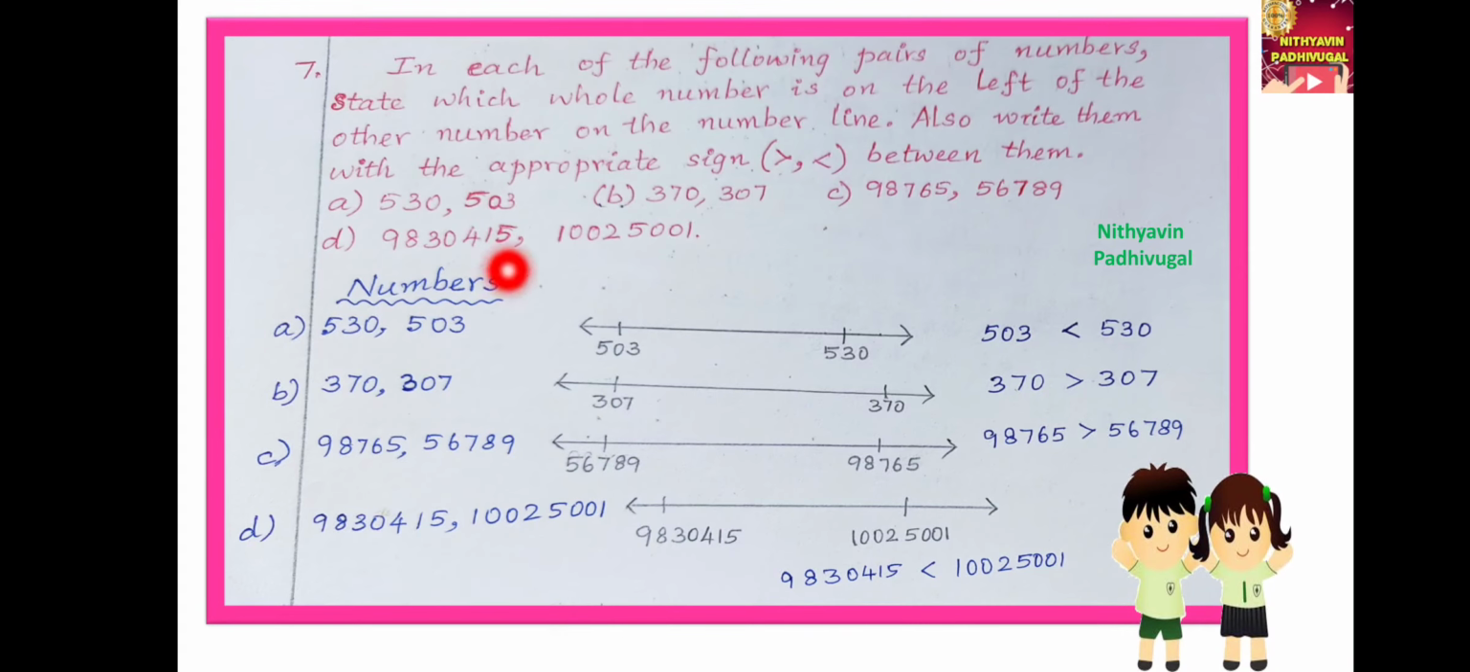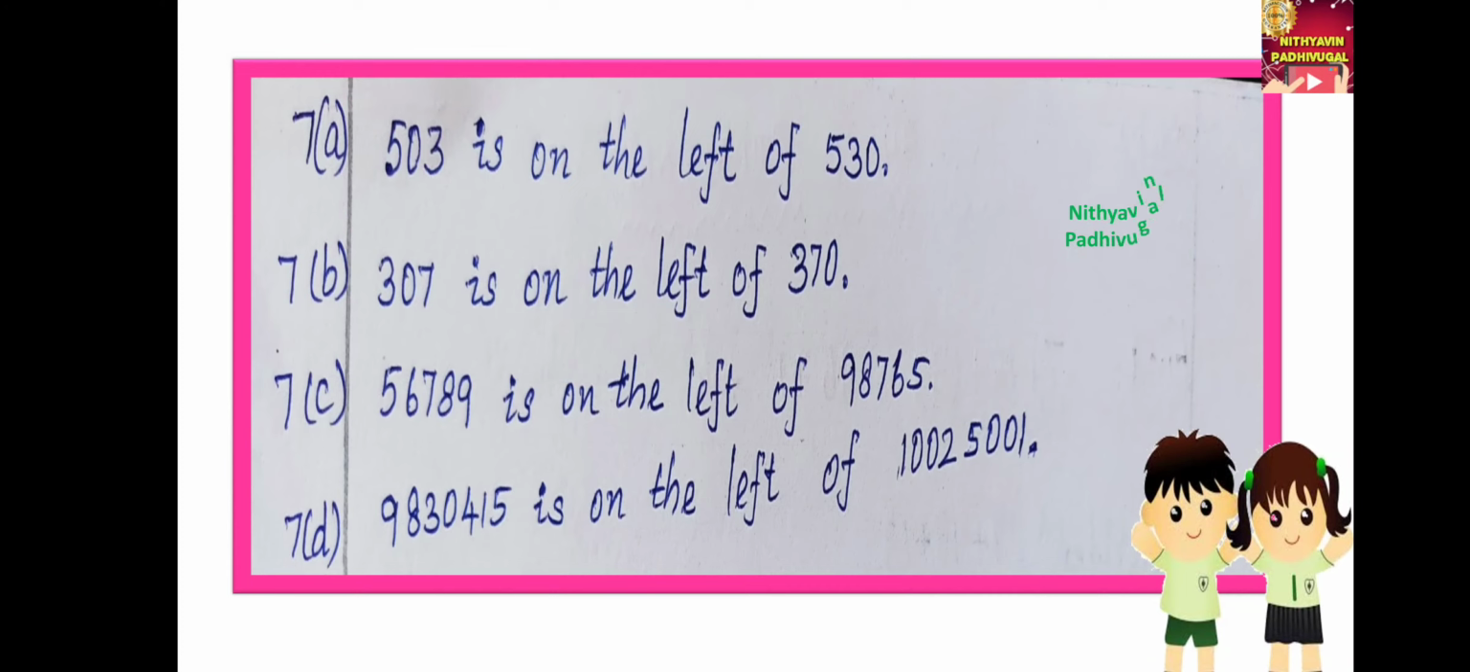Okay. We have pairs of numbers. Pair means set of 2. First pair is 530 and 503. Draw a number line. 503 is less than 530. So this will be lying to the left side of 530. So see, 503 is less than 530. See, 503 is on the left of 530.